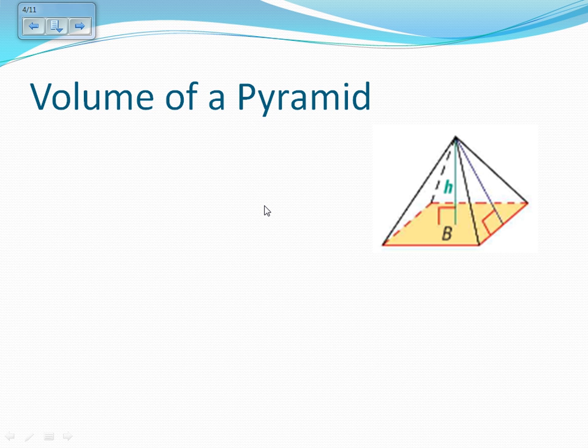The volume is equal to 1/3 the base times the height, because remember, there were 3 pyramids that fit into the prism, right? Correct. You could also do, this is how it's going to be listed, base times height over 3. Either one's fine, okay? Does that make sense?